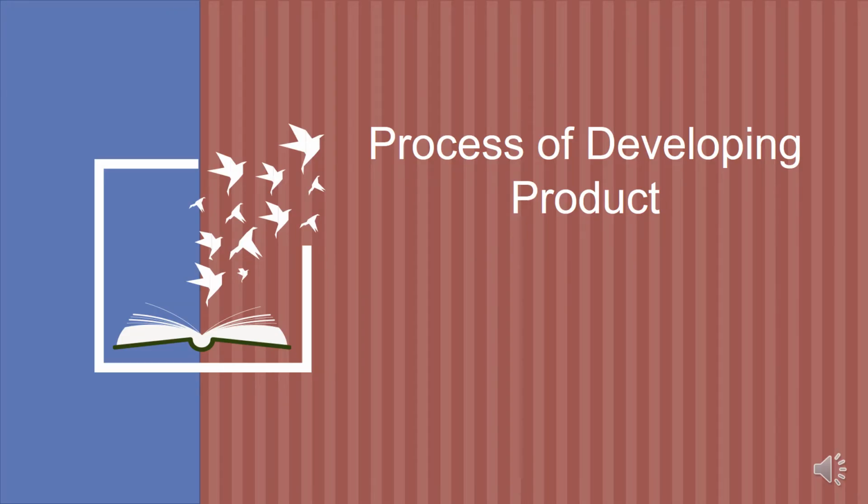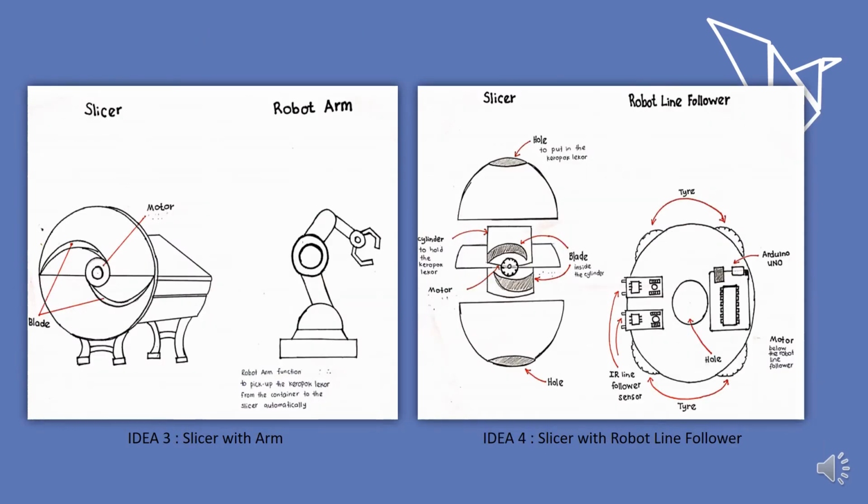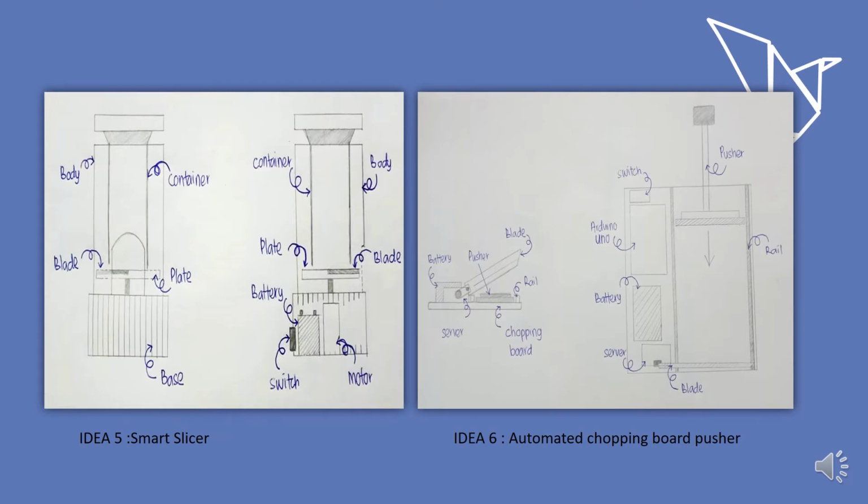Next is the process of developing the product. 3.1 Proposed design. These are the 6 solutions that we have proposed for the design. Idea number 1, robot static with the slicer. Idea number 2, manual slicer. Next, idea number 3, slicer with the arm. Idea number 4, slicer with robot line follower. Idea number 5, smart slicer. And the last one is idea number 6, automated chopping board pusher.